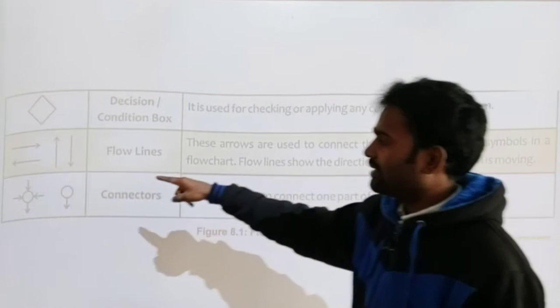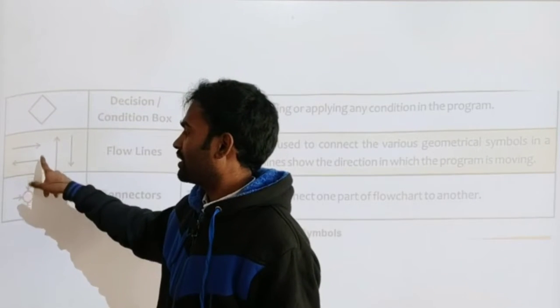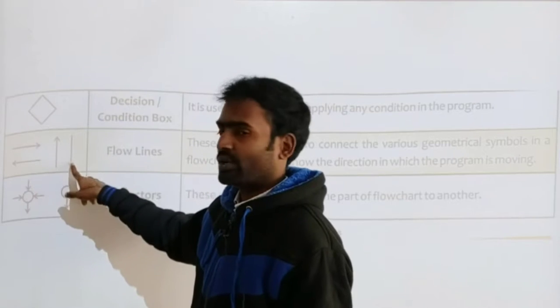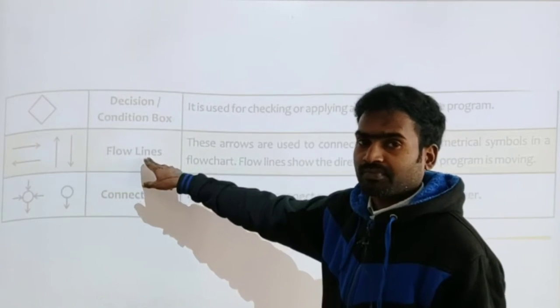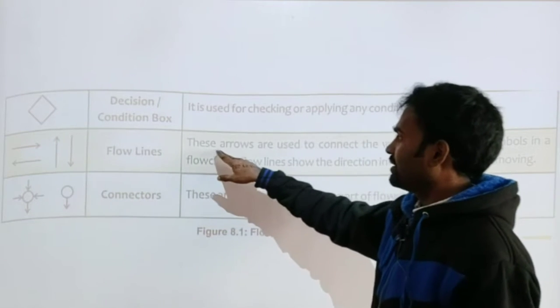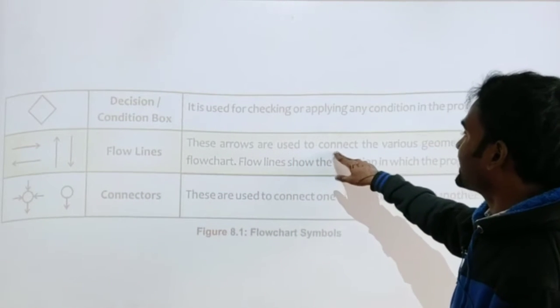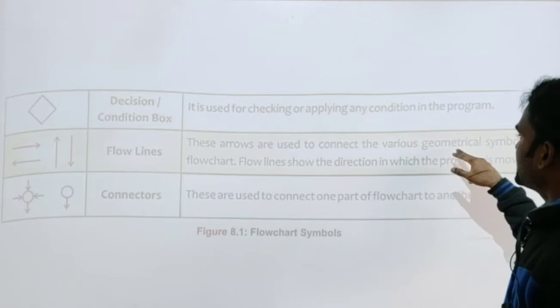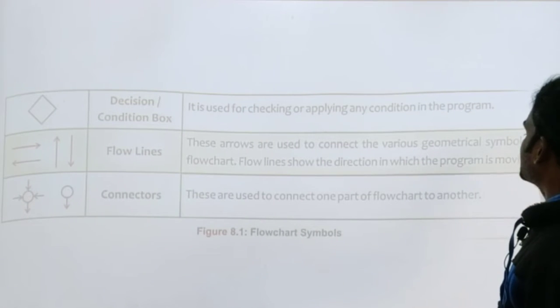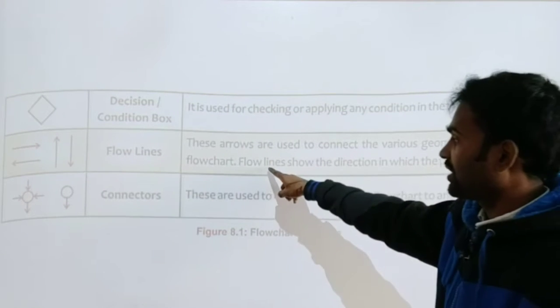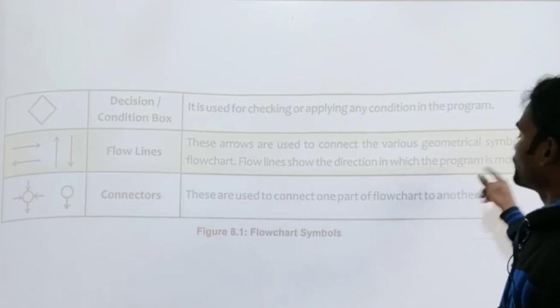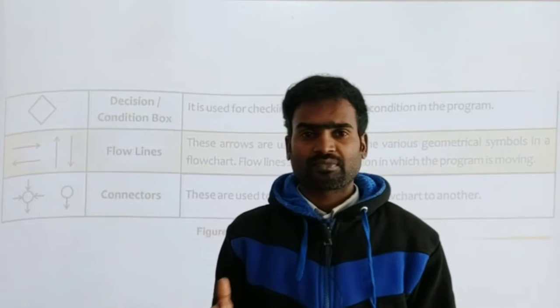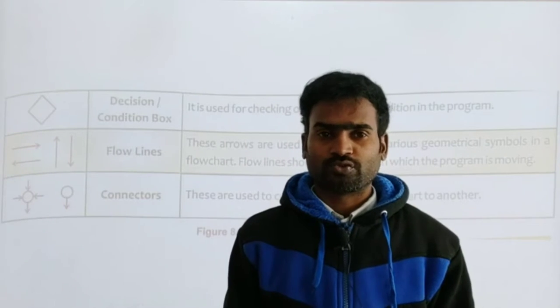Okay, and these arrows, right arrow, left arrow, up arrow, down arrow, show the way of the flow. They are called flow lines. These arrows are used to connect the various geometrical symbols in a flowchart. Flow lines show the directions in which the program is moving, so we know in which way the program is going to move.